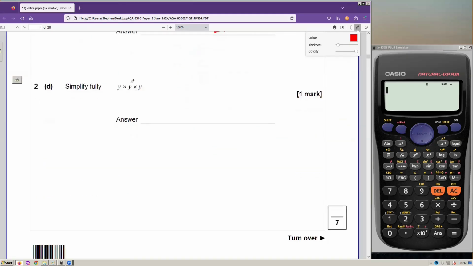Any number times itself is squared. So y times y is y squared. And we do it again, times y, we get y cubed.